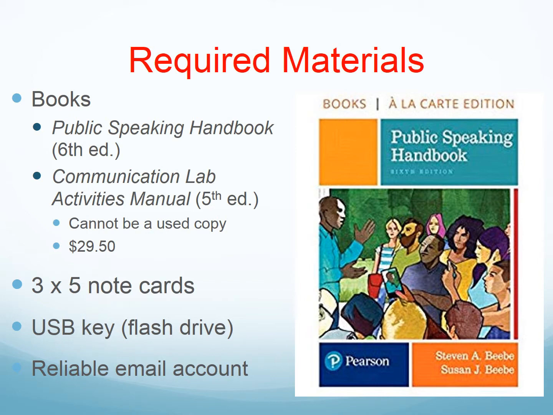The second is a USB key or a flash drive. You can usually find these at Office Max. You'll find them at the bookstore, and they can be as cheap as $5. The reason that you need these is because we actually record the videos, and I'm going to give them to you to go over and watch, and then write a self-reflection over.